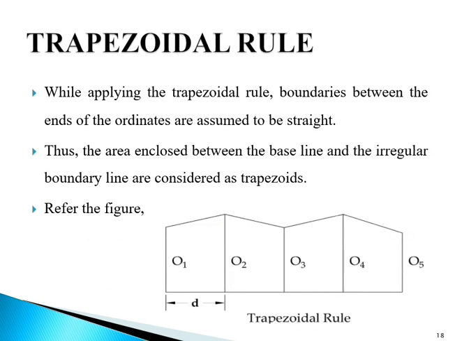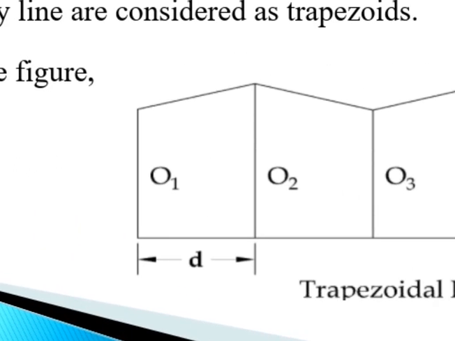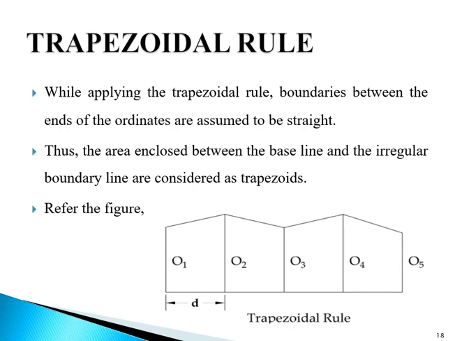Next is the trapezoidal rule. While applying the trapezoidal rule, boundaries between the ends of the ordinates are assumed to be straight. Thus, the areas enclosed between the baseline and the irregular boundary line are considered as trapezoids. Refer to the figure. Let O1, O2 up to On be ordinates at equal interval, and small d is the common distance.